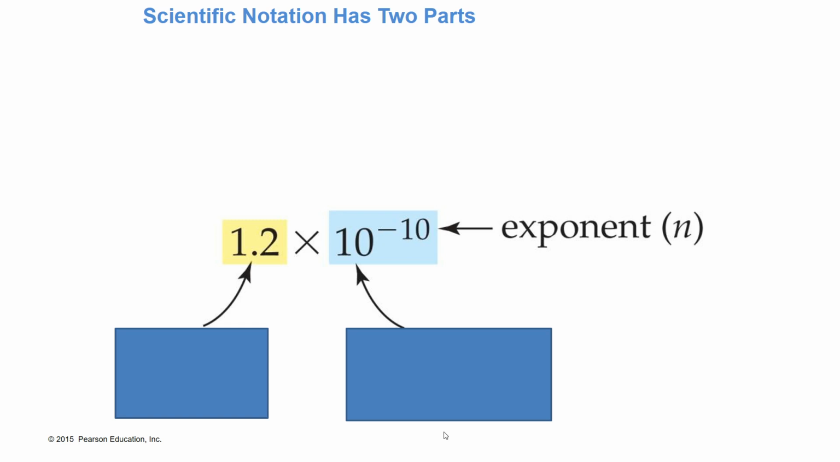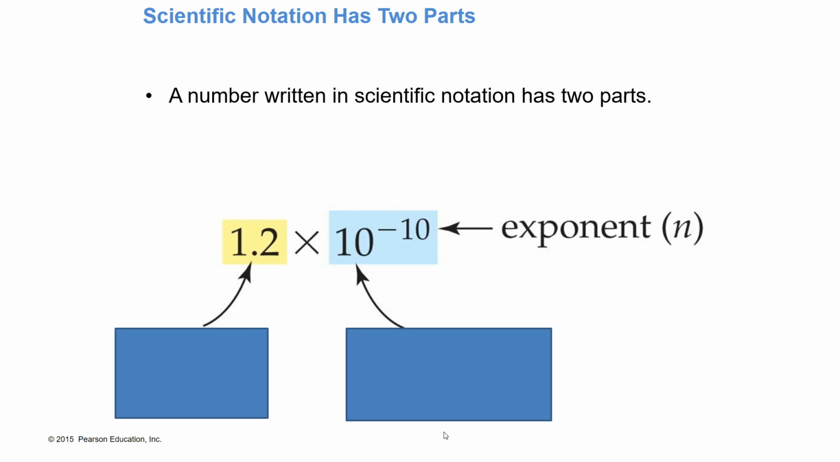All right, so this number that's on the board represents a number that's in scientific notation. In any number in scientific notation, you have 2 basic parts.